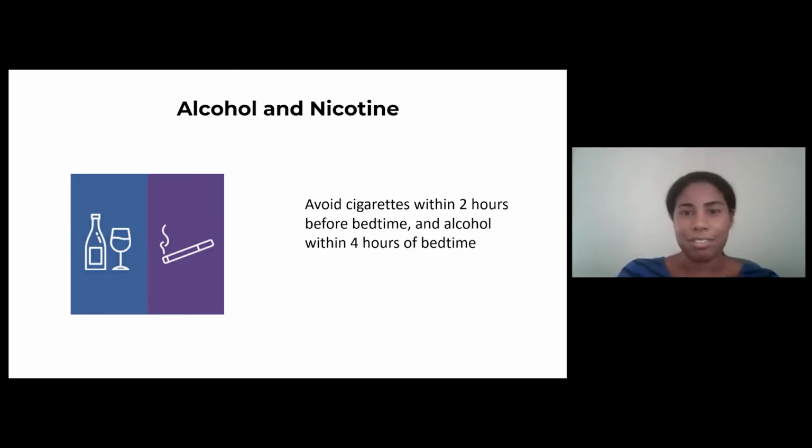Maybe there are some other aspects of smoking that relax people, but the actual nicotine as a substance is a stimulant. And then alcohol can shorten the time that it takes to fall asleep, but it does disrupt your sleep through the night, and so you can wake up early, ultimately. So those should not be used as sleep aids.